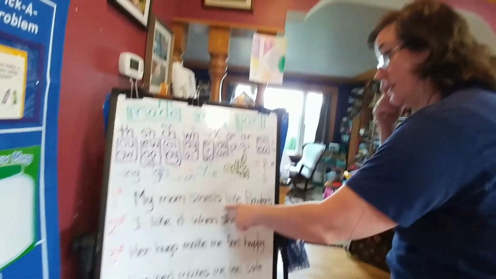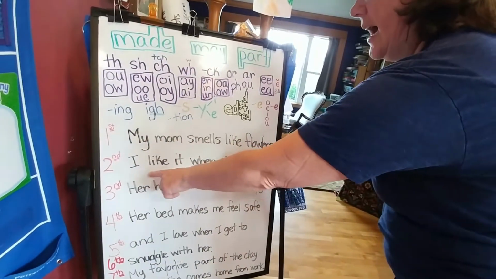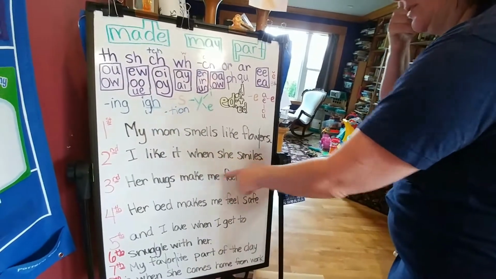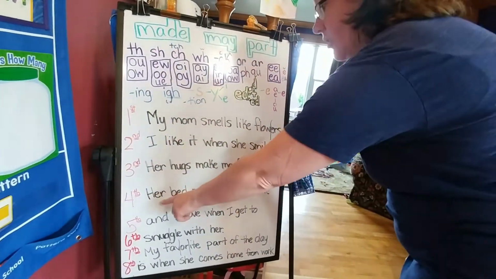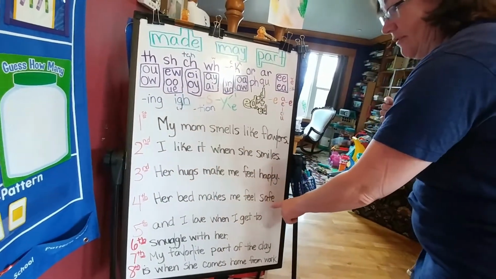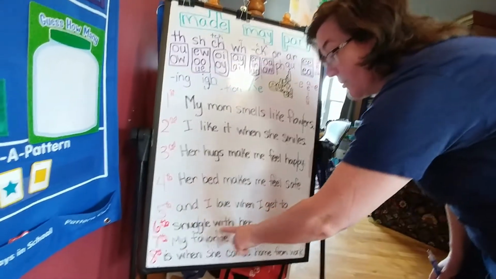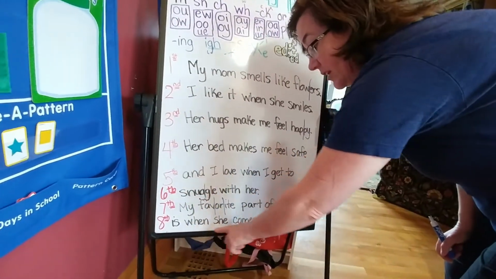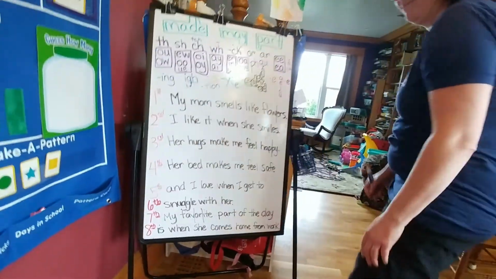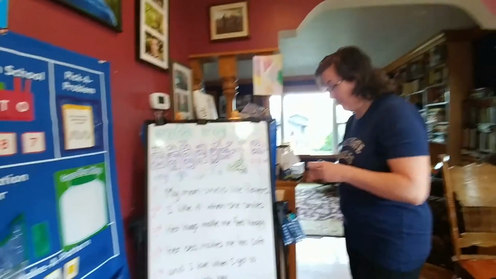My mom smells like flowers. I like it when she smiles. Her hugs make me feel happy. Her bed makes me feel safe. And I love when I get to snuggle with her. My favorite part of the day is when she comes home from work. That's awesome. What a great poem.